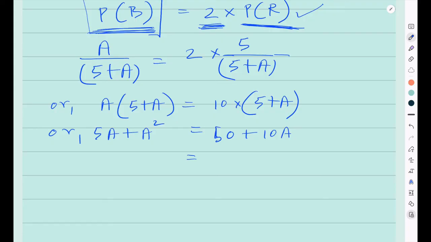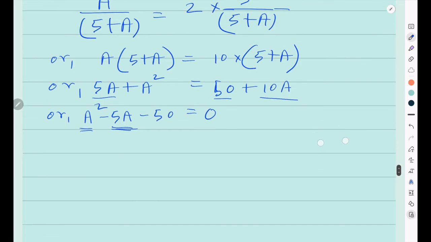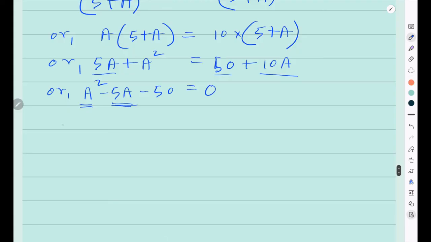Okay, or A square. Okay, so now we are getting a quadratic equation. Very nice that we have already read quadratic equation. If you have not already read quadratic equation, please go to that chapter which I have, which is also in the playlist, and see that. So A square, and then 10A, 5A here, and then 50. Okay, so now we need to solve this quadratic equation.